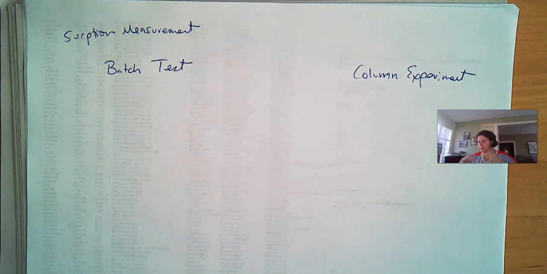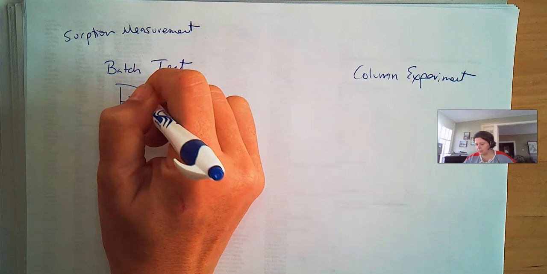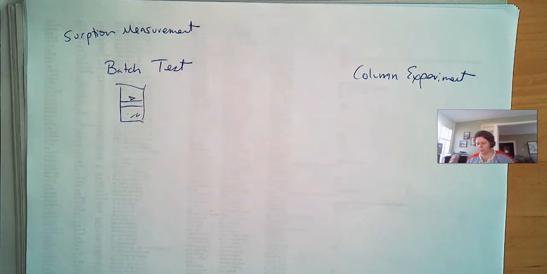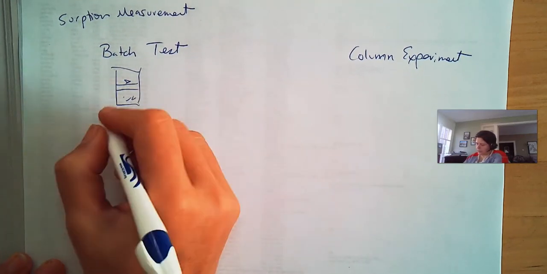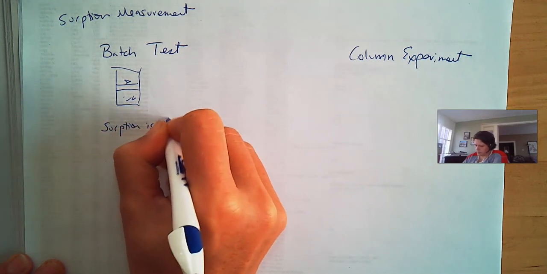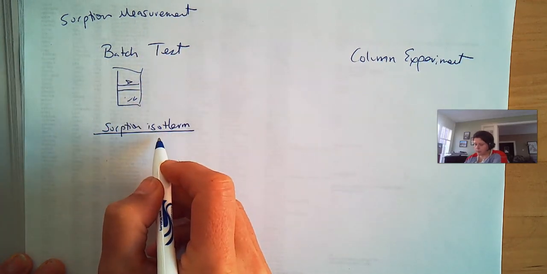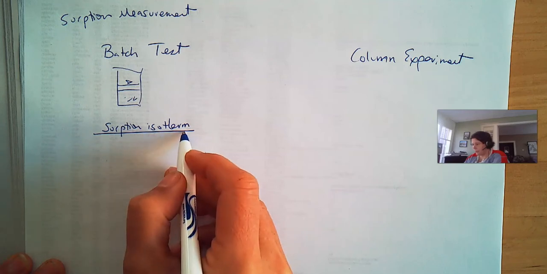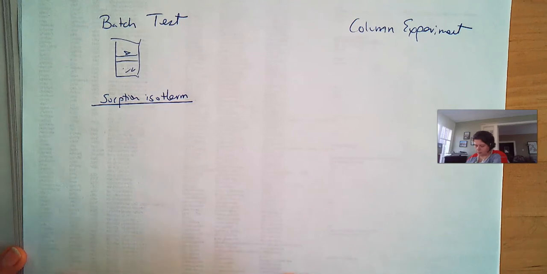The batch experiments are the most common because they're very easy. You have a test tube, you've got your soil, you've got your water, you mix it up, and the samples are mixed. These are what we call absorption isotherms. Batch experiments are absorption isotherms. Iso means same temperature, so these are all done at the same temperature.